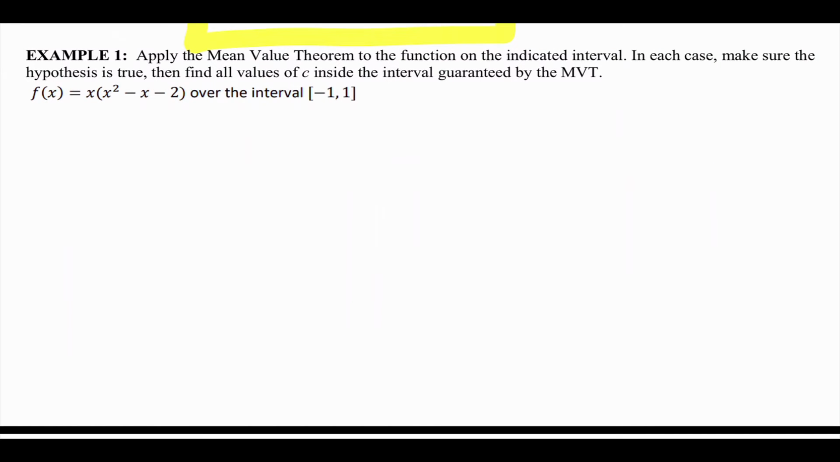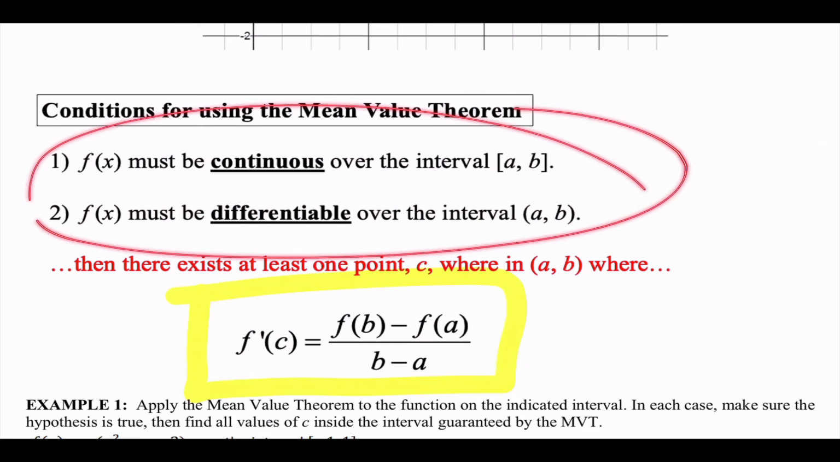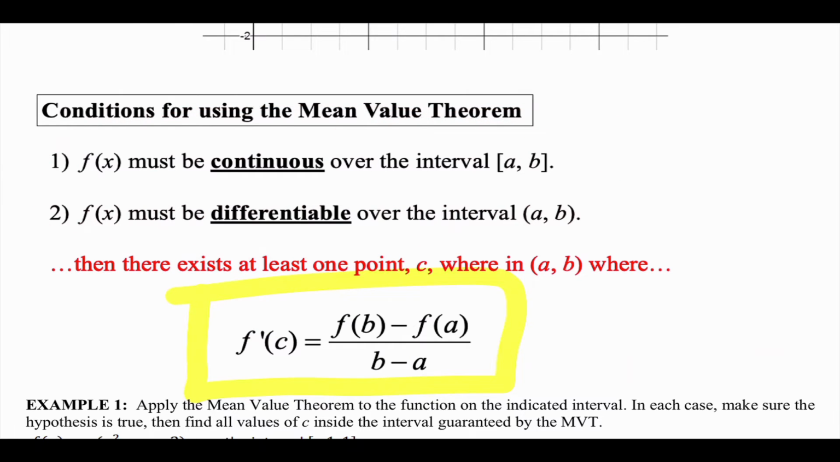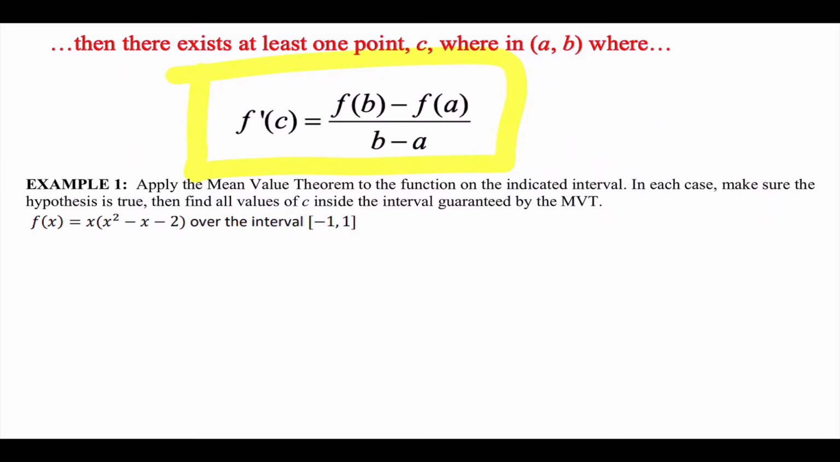Find all of the values of C inside the interval guaranteed by the mean value theorem. So it's guaranteed now. Since these guys are true, it has to be guaranteed that there is a C where the instantaneous equals the average. Okay. Which one is probably easier to find? This is a subjective question. It's not objective. It's a subjective question. Which one would be easier to find? There's not one answer. There's multiple answers. But for you guys, which one would be easier to find? Instantaneous or average rate of change?